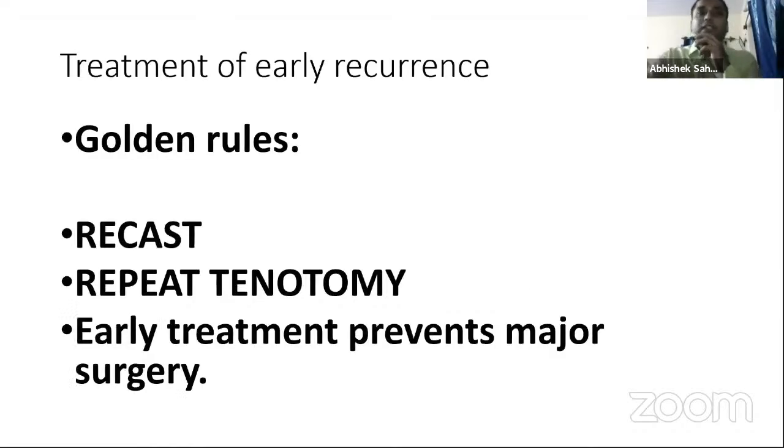Not going into much detail, as mentioned, we have to recast. We have to repeat the tenotomy, as mentioned by Ritesh sir before me also. Sometimes we have a broad tendon that needs to be tenotomized properly. This is the commonest fallacy or mistake that we make, that the tenotomy is not proper. That's why the equinus deformity may recur. And early treatment of the recurrence normally prevents any major surgery from happening in the future.